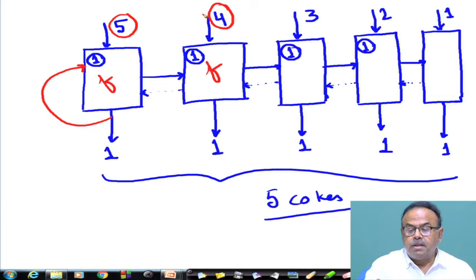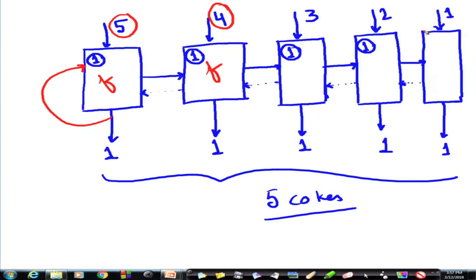And this process is successful because ultimately there will be a situation when this function or this machine will be able to deliver what has been asked of it. 1 coke it can deliver. So, that will be done. Therefore, we can go back and have everybody else deliver the same thing. This is the principle of recursion.